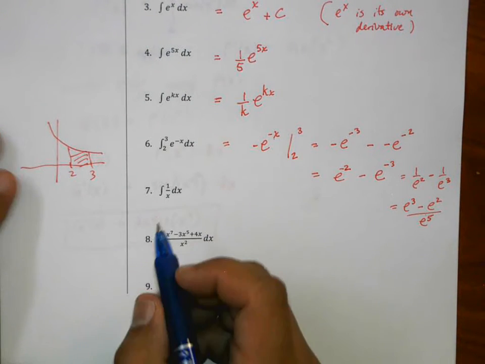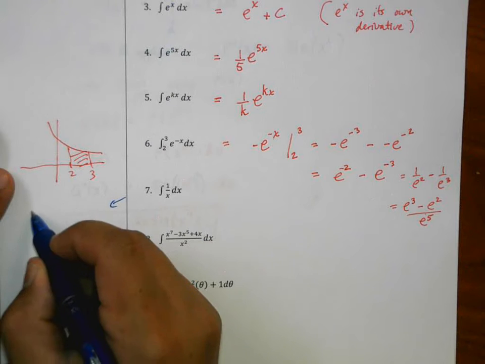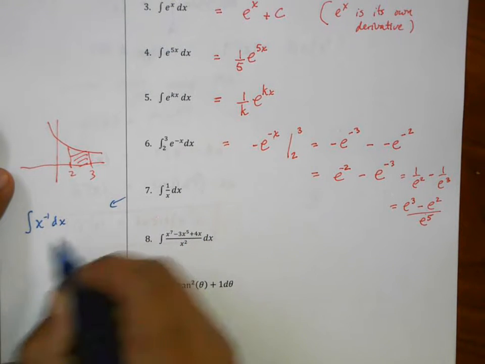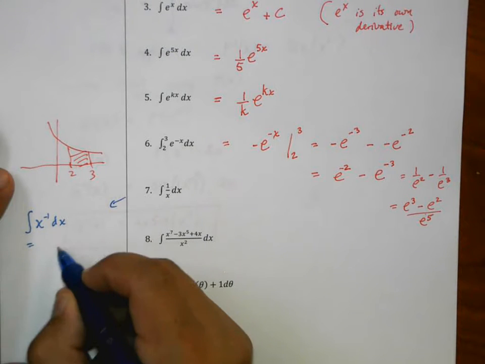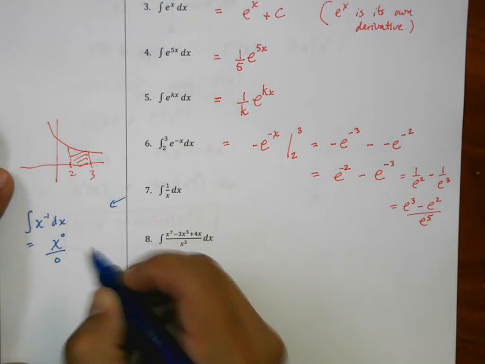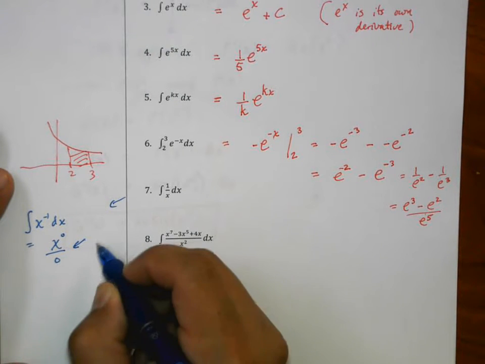Next one, we have the indefinite integral of 1 over x. Now you might be tempted to say that this is just x to the negative 1 dx, and then you might try to go, well, add 1 to this, so that's x to the 0th divided by 0, which is a problem.